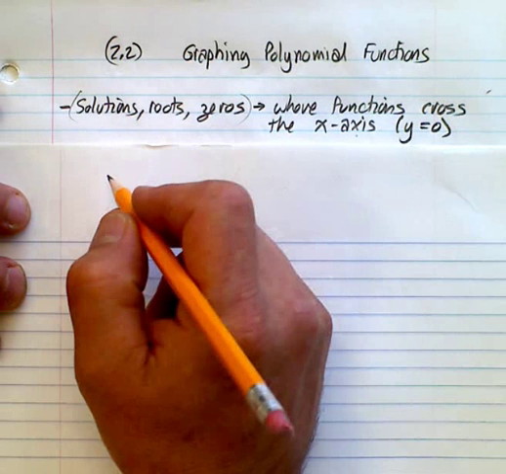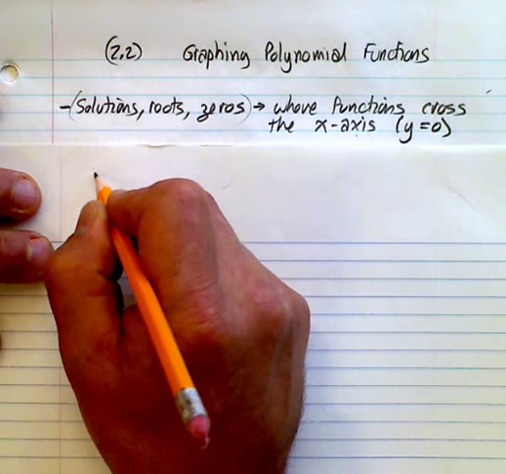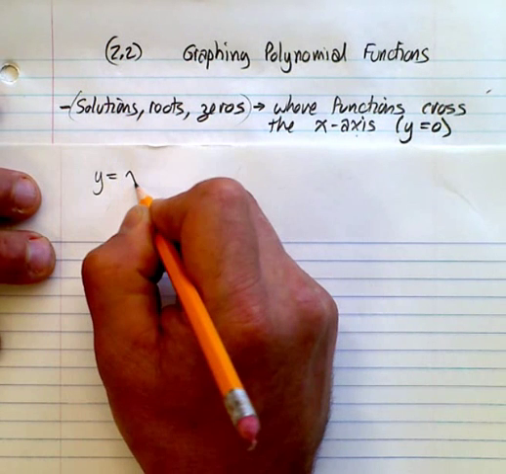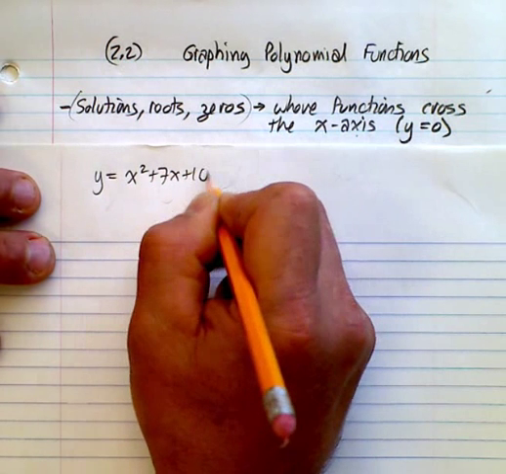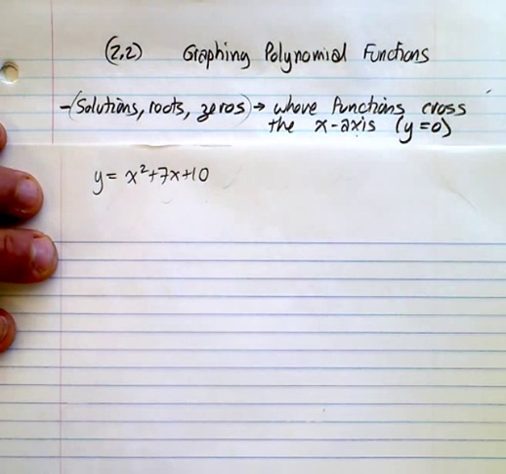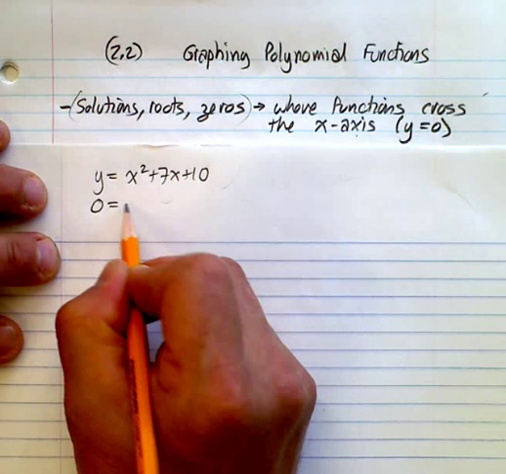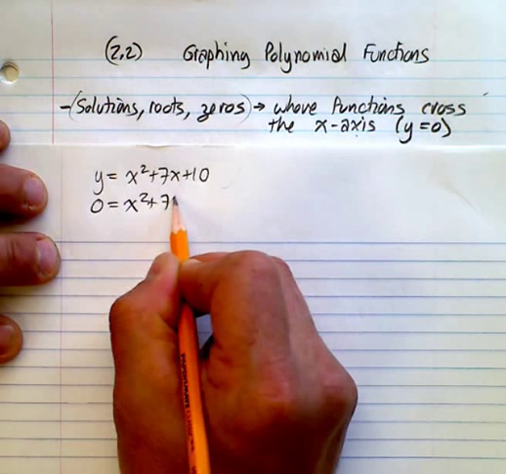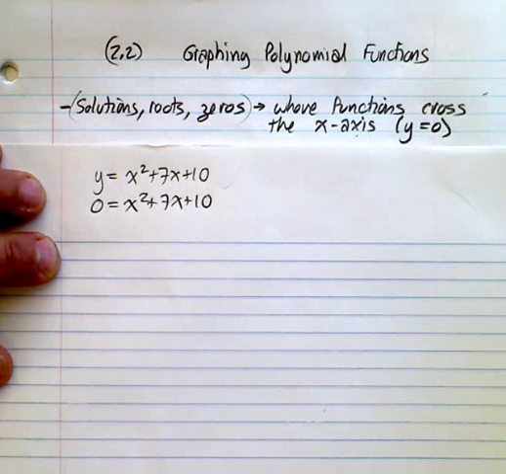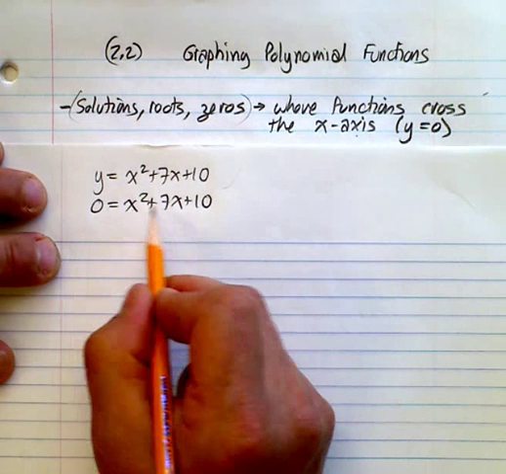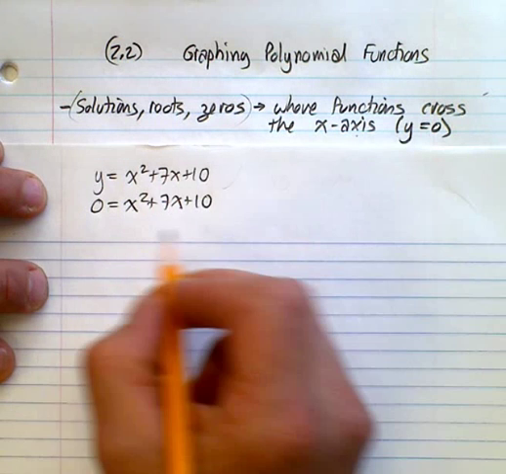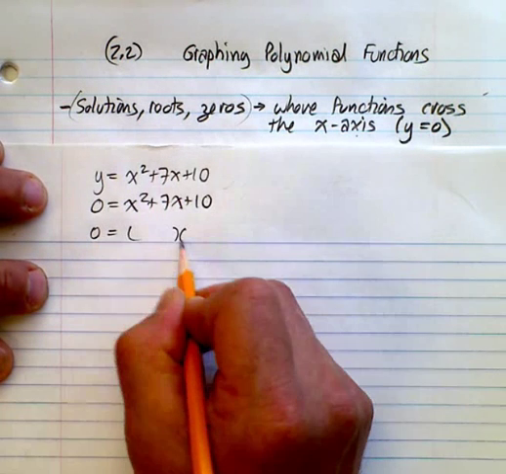Now, you may remember with your quadratics, you were given functions that looked like this, x squared plus 7x plus 10, and you were asked to graph them. You were asked to solve them first of all, and when you solved them, you made y equal 0, so you had x squared plus 7x plus 10, and then you were asked to find out what values of x make this true. And what you had to do was factor it.